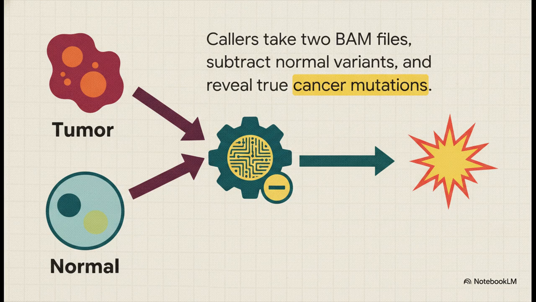Why do we do this? Well, because the software first has to identify all the inherited normal variants in that healthy tissue, and then literally subtract them from the tumor data. What's left over, the remainder, is your true somatic or cancer mutation.